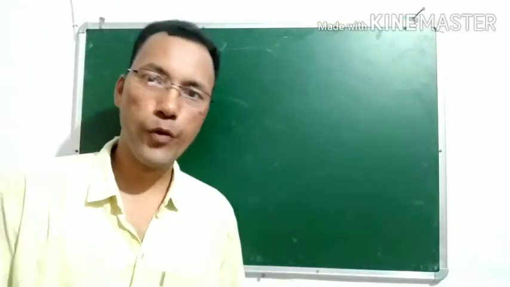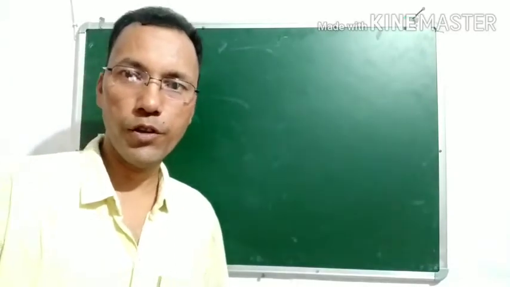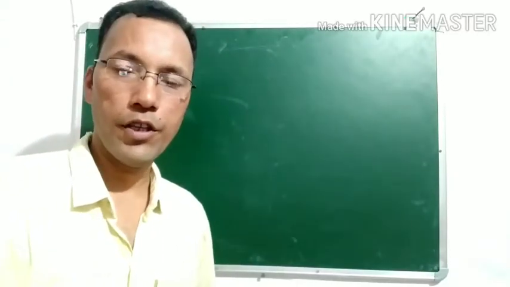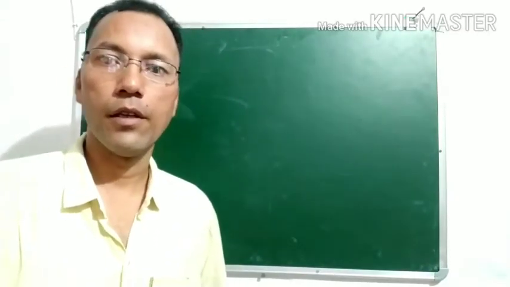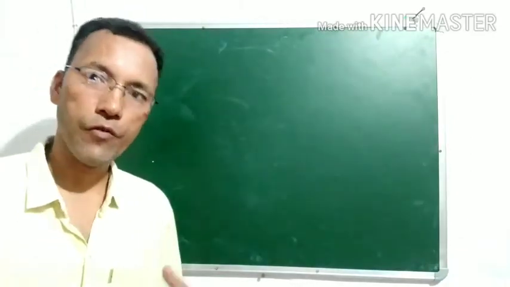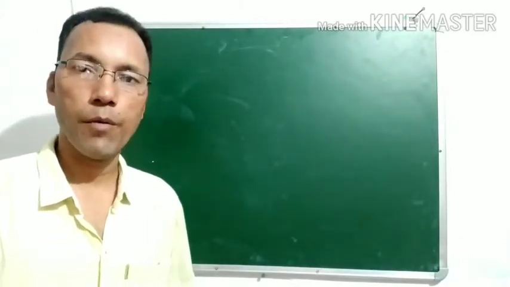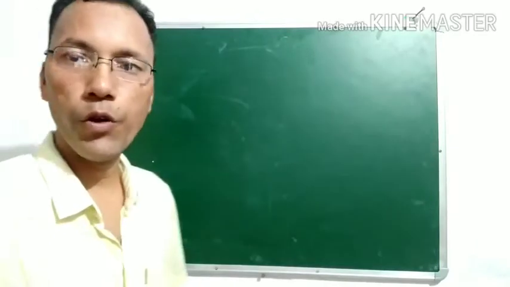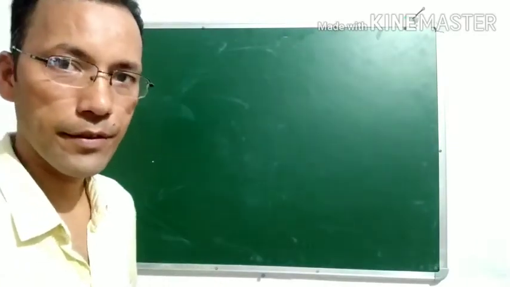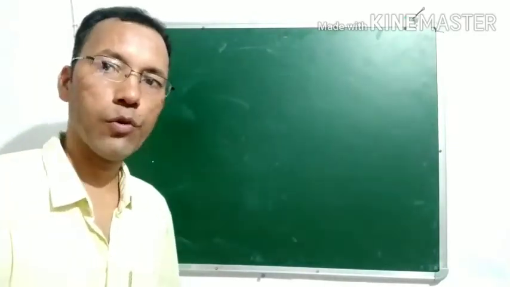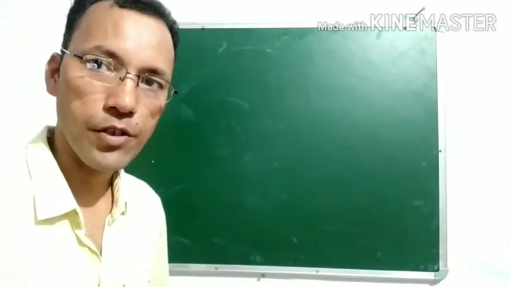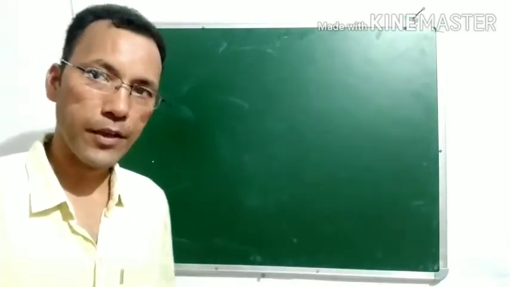In previous lessons we have solved the problems of coordinate geometry chapters, and we have discussed the different types of problems. Today we are going to solve the ratio, which is called the section rule in coordinate geometry. And what is the section rule?